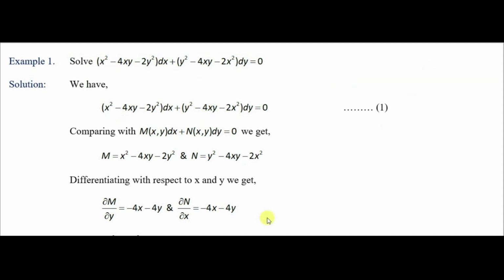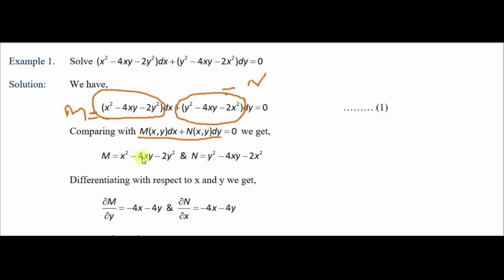So firstly, what is the procedure? We have to compare this equation with the general equation M dx plus N dy. The coefficient of dx is M, so this is the value for M, and the coefficient of dy is N, so this is the value for N. Comparing with this equation, we get the value of M is x square minus 4xy minus 2y square, and the value of N is y square minus 4xy minus 2x square.